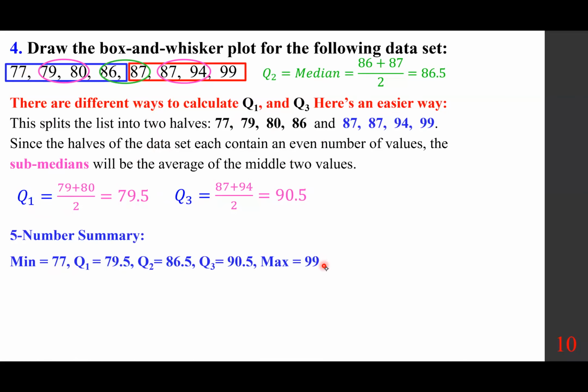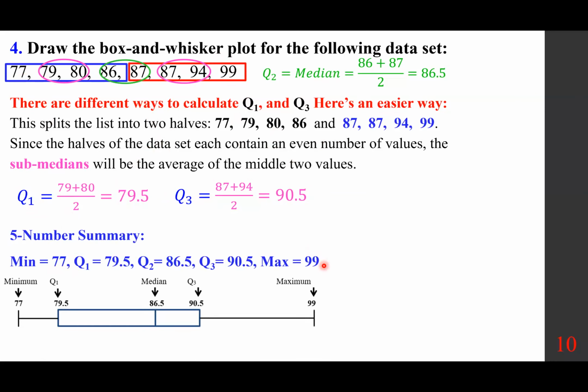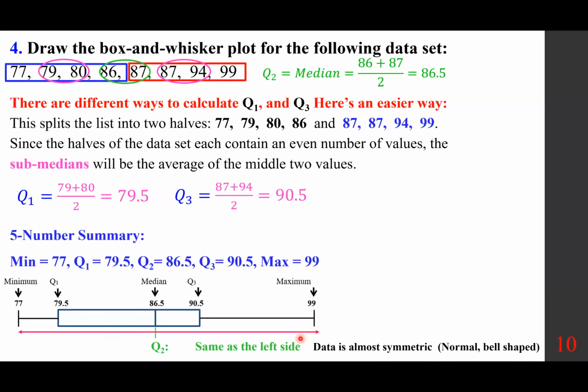So you draw a line and you put those numbers, and this is your box. If you draw a line, Q sub 2 appears to be in the middle of this red line. Almost, not 100%. So data is almost symmetric, normal, bell shape.